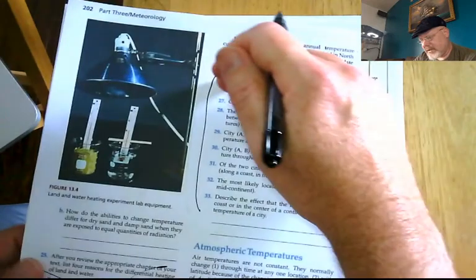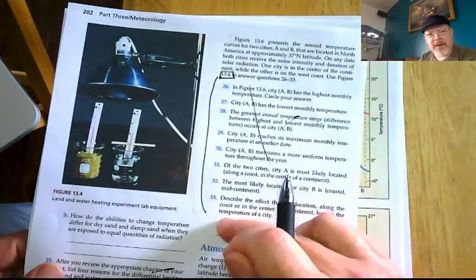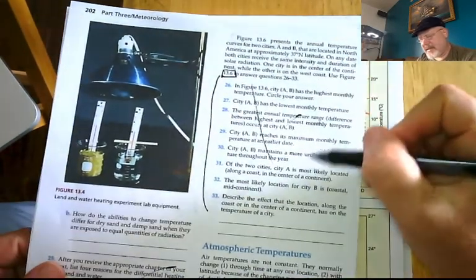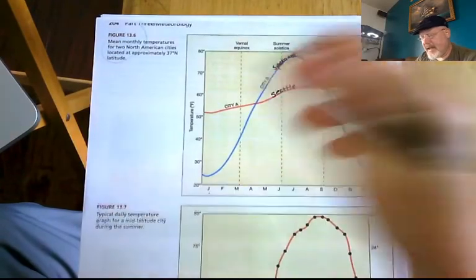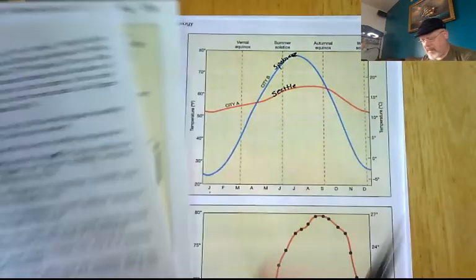So that's what questions numbers 26 through 33 are answering. It's just looking at cities A and B, where city A would be like Seattle, B would be Spokane, and looking at that graph and seeing what's going on with that.